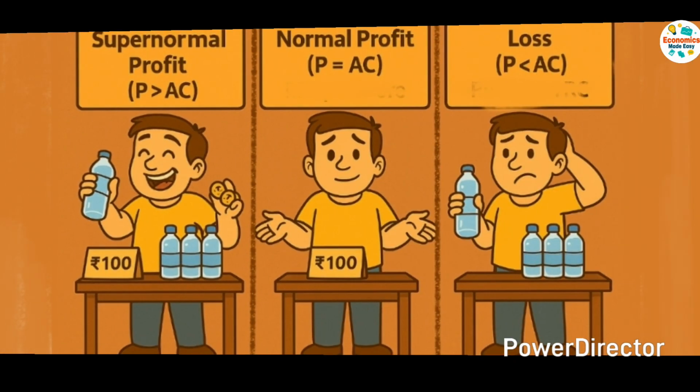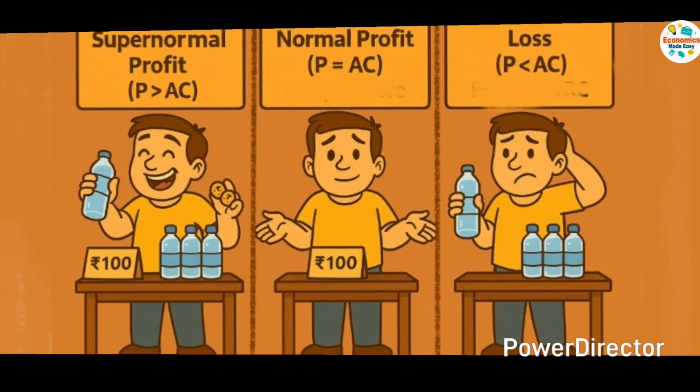Mr. Totalful sells each bottle for rupees 100, but it costs him only rupees 70, that is average cost. Mr. Totalful counting money and dancing. "Oh, rupees 30 profit for every bottle. I am a water tycoon." He is earning supernormal profit.